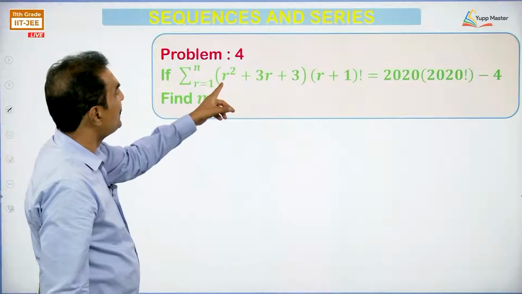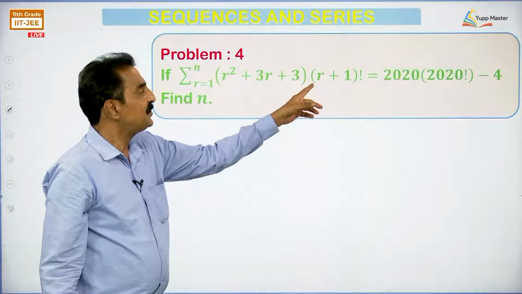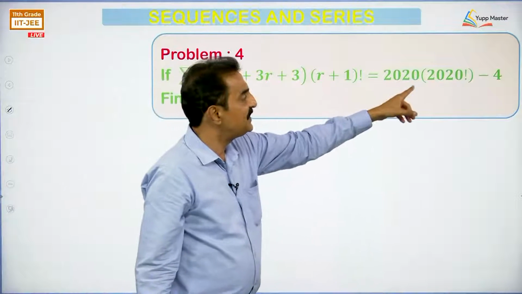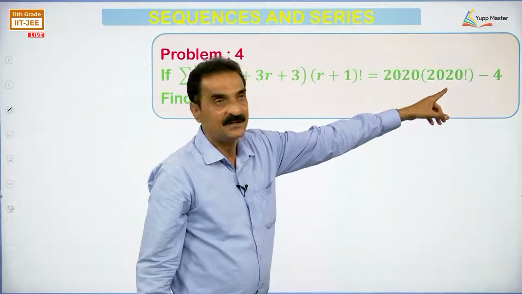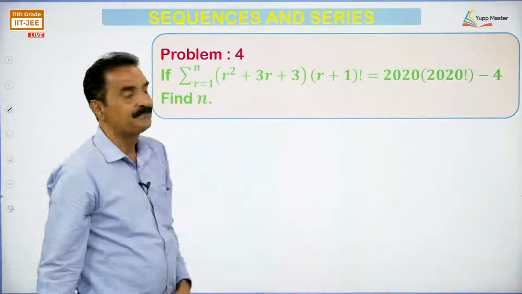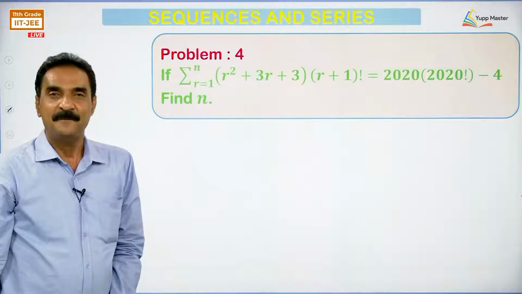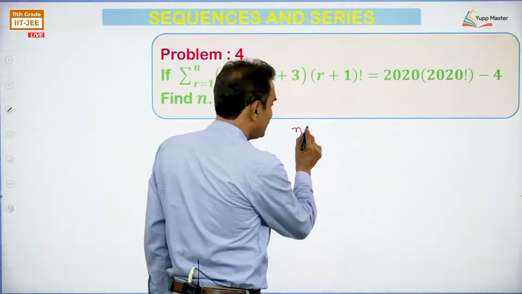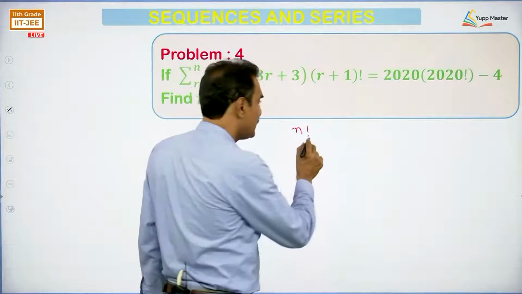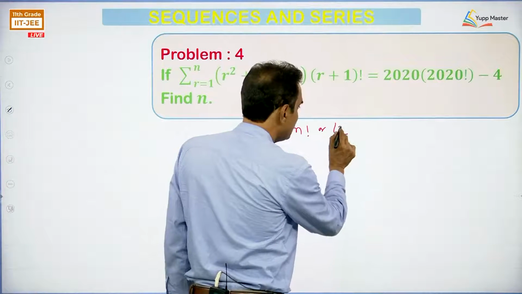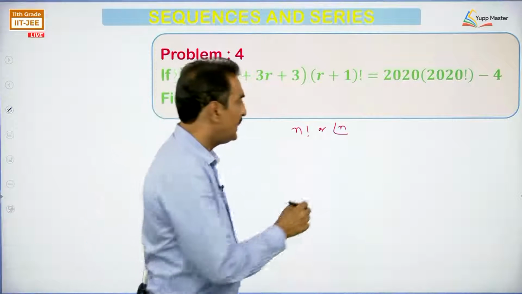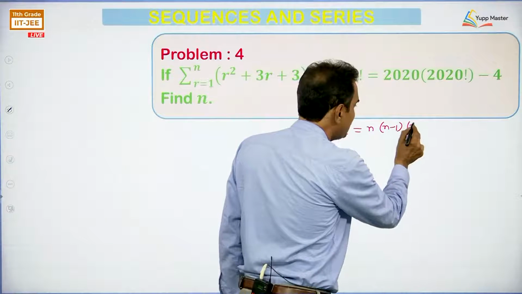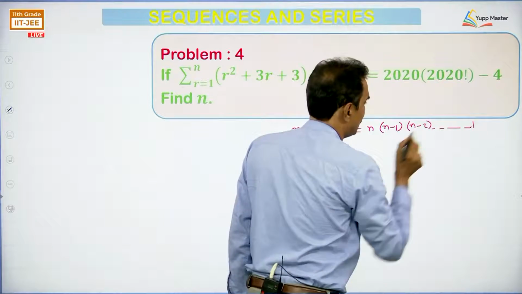If the sum of (r square plus 3r plus 3) into (r plus 1) factorial, where r varies from 1 to n, is equal to 2020 into factorial 2020 minus 4, find n. All of you must be aware of factorial notation. If n is a positive integer, then this is called n factorial. We can also write it as this, both are the same, and its value is n into n minus 1 into n minus 2 and so on till 1.